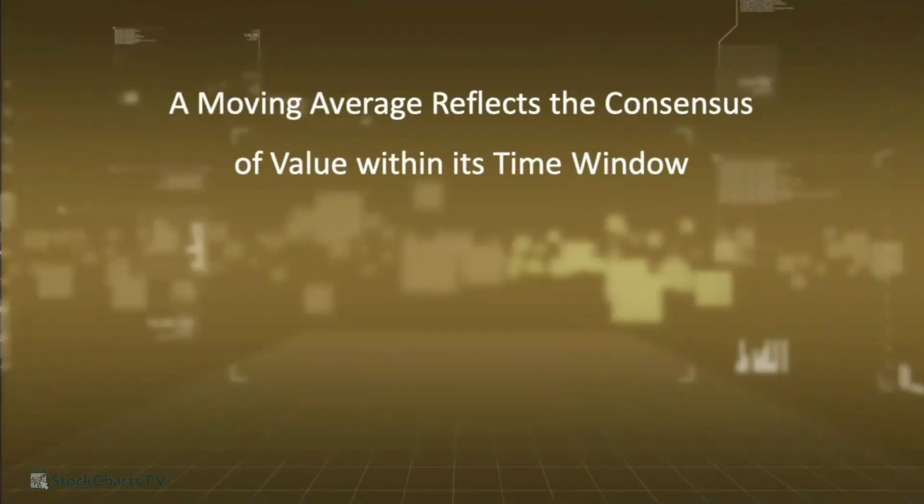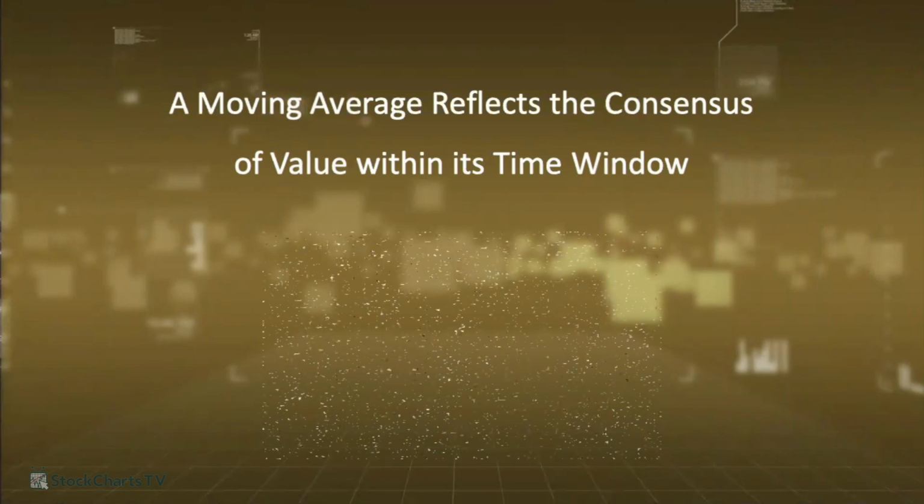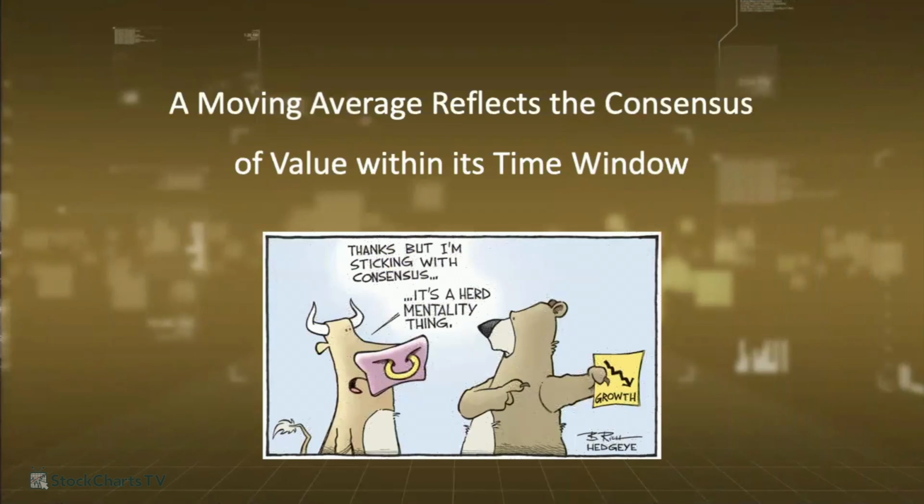All right, so according to Dr. Elder, a moving average reflects the consensus of value within its time window. So that's where everybody is, over time, as your price is moving the way it's moving. Obviously, you've got the moving average and price moving around that, and that's telling you what the actual value is when you look at a moving average that way.